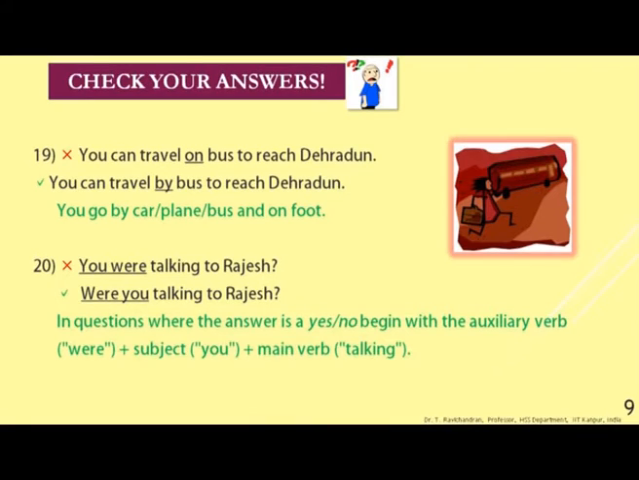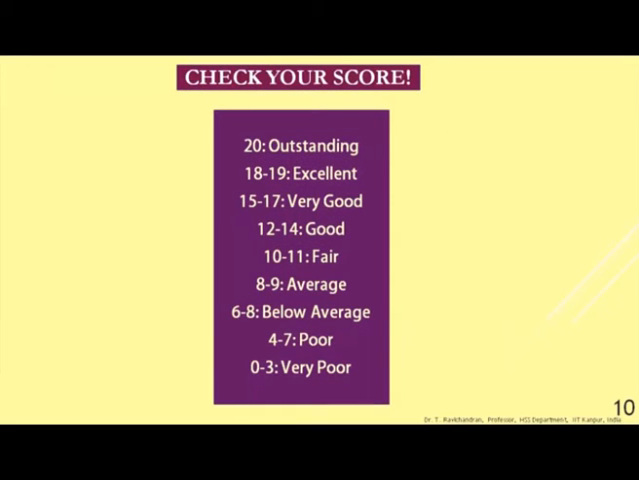Now, quickly make a total and then let us check your score. As in the previous case, if you are 20, you are outstanding. If you have got 18 or 19, excellent score. If it is 15 to 17, very good. If it is 12 to 14, good. 10 to 11 is fair, 8 to 9 is average, 6 to 8 is below average, 4 to 7 is poor and 0 to 3 is very poor.